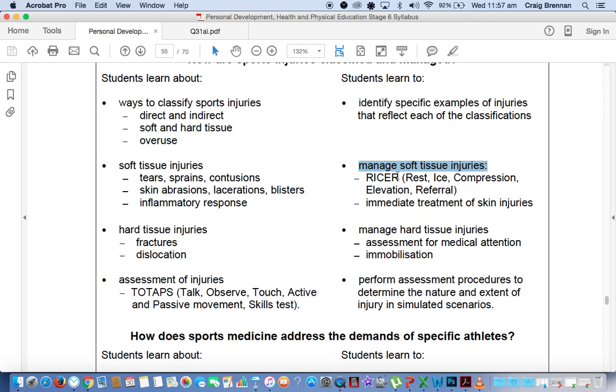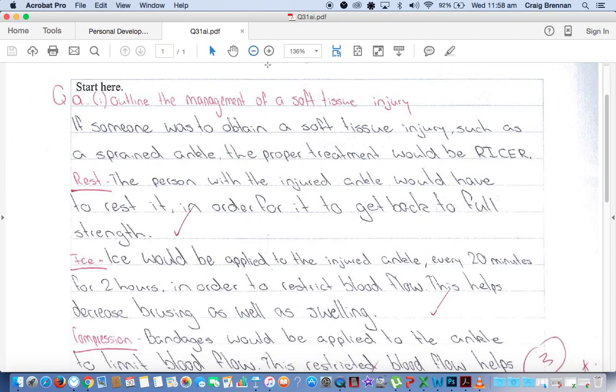So, they could be like muscles, ligaments, tendons. That's what we're talking about with this injury. It's a lot harder to apply RISA to a laceration or a cut or an abrasion. So we're talking about RISA. We have a look at our sample answer here.